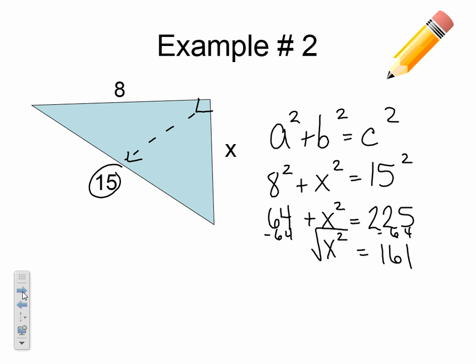And then I go ahead and square root that. So I have the square root of 161. Do any perfect squares divide out of 161 nicely? And the answer to that one is nope. So I would just leave it as the square root of 161. Okay, so those are our two basic examples.